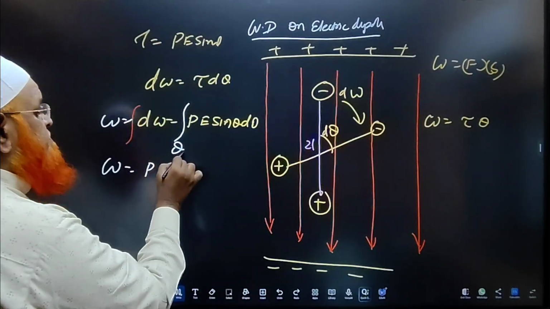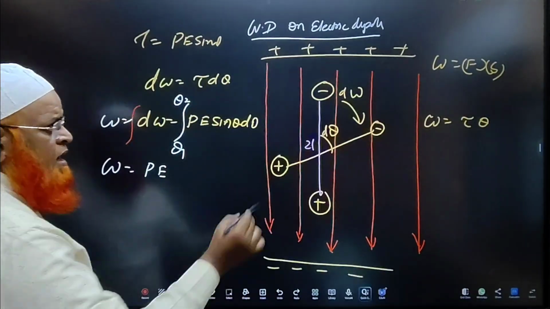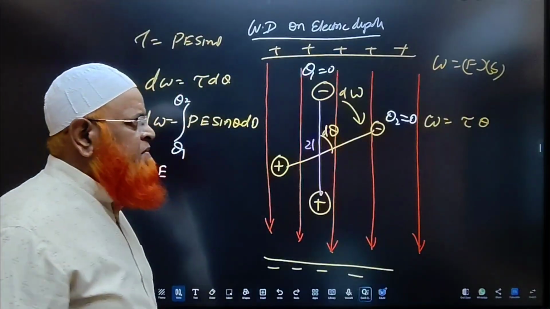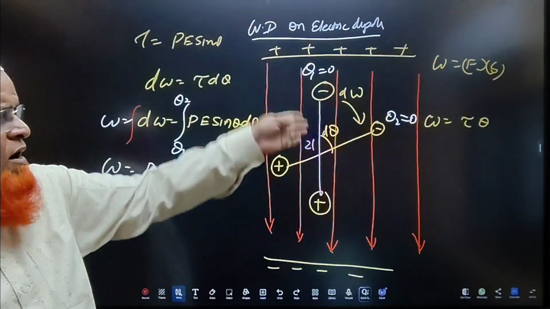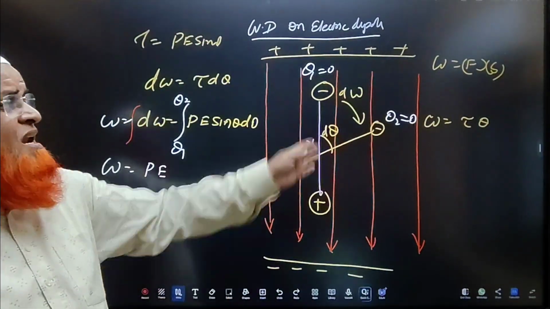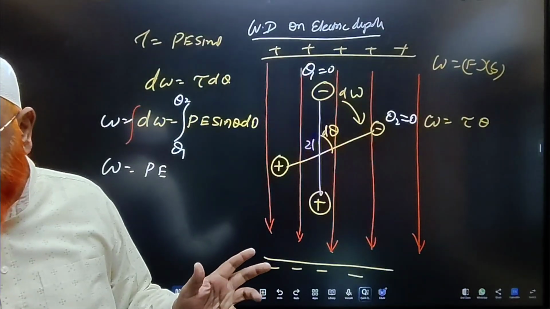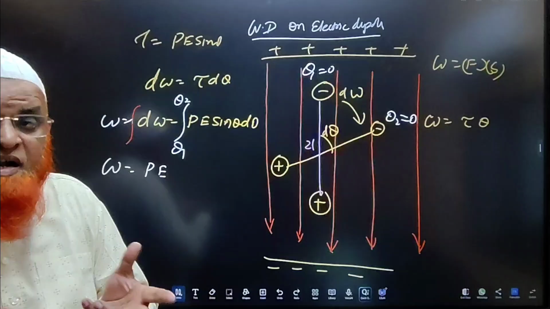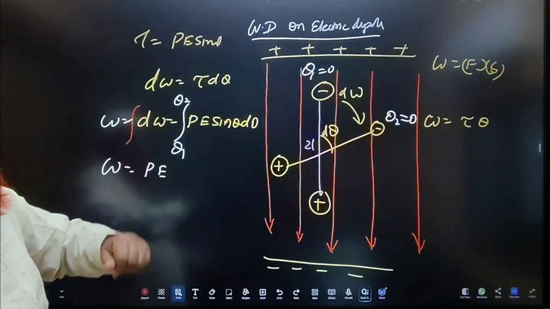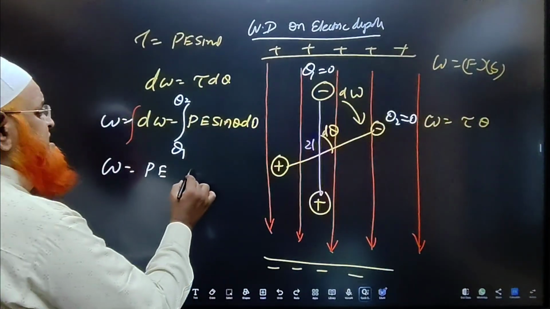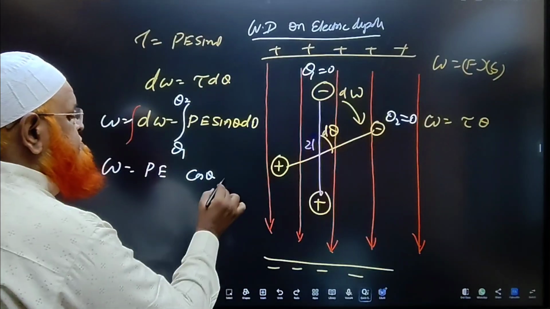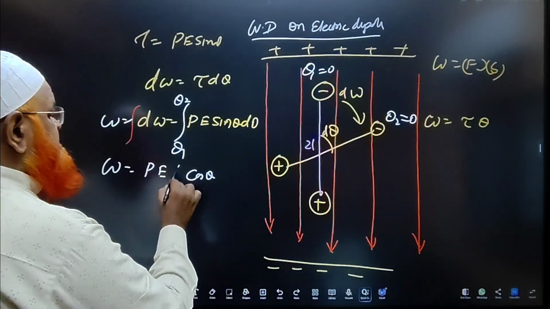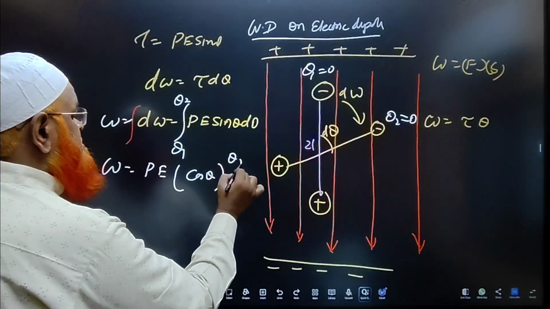See, the integration is from theta 1 to theta 2. Previously theta 1 was 0. Now theta 2 is at an angle theta here. Theta 1 was 0. It was already aligned along the electric field. If it is aligned along the electric field, that means there is no theta. Theta is 0. It is in the actual position where it should be. But I am tilting it to a certain angle theta. So what is going to happen now? PE sin theta d theta, we integrate, and the limits are from theta 1 to theta 2.